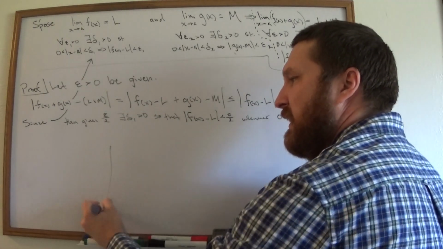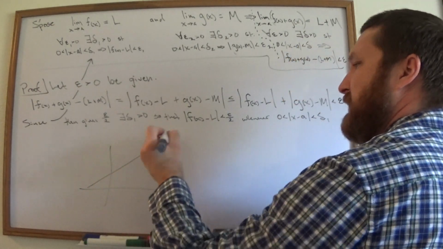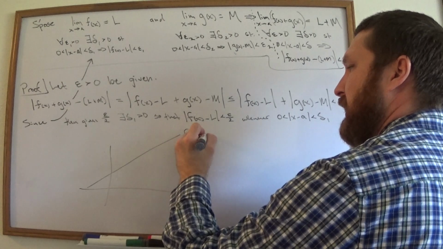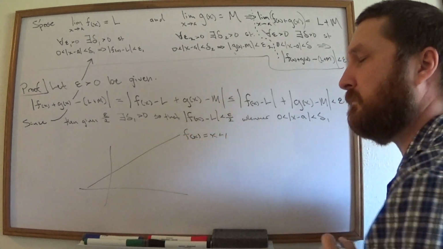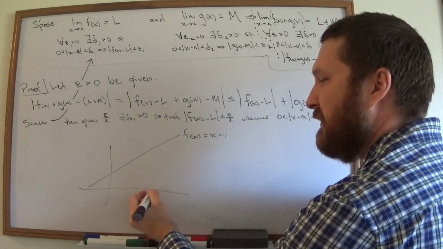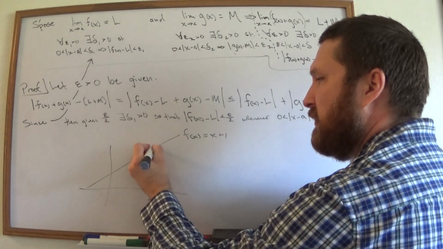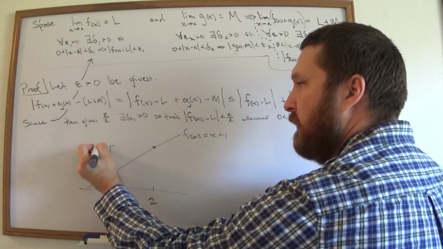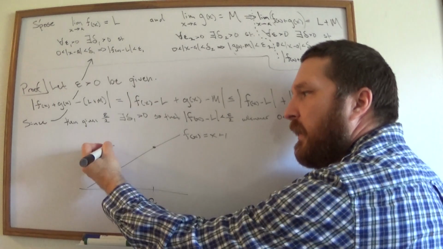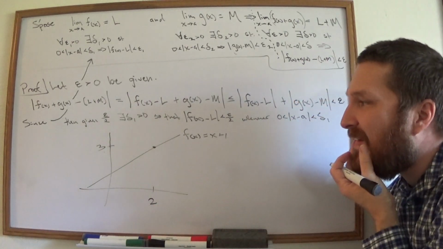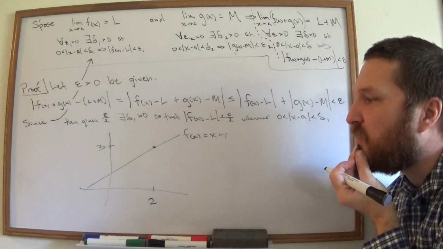Like if f of x, let's say f of x is just x plus 1. That would be a really easy one. And let's say that a was like 2. And you could say that output would be 3. And I could say, how could I get within 1,000th of that?